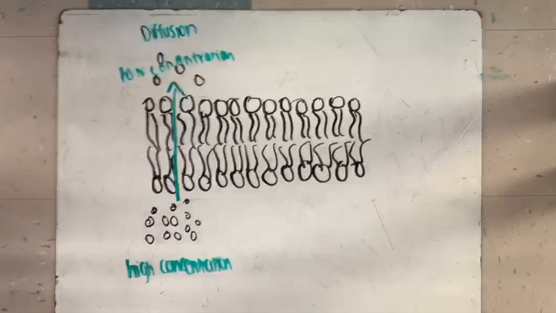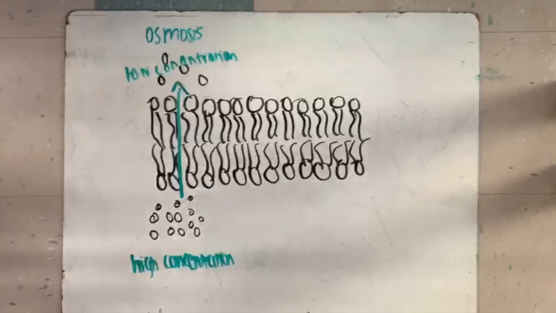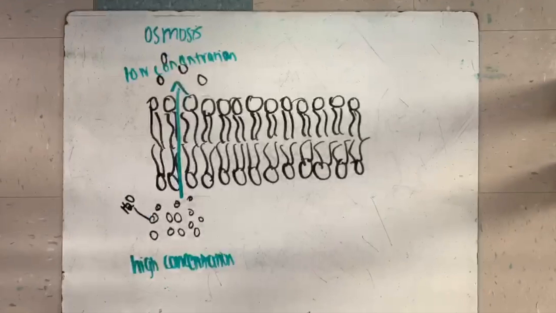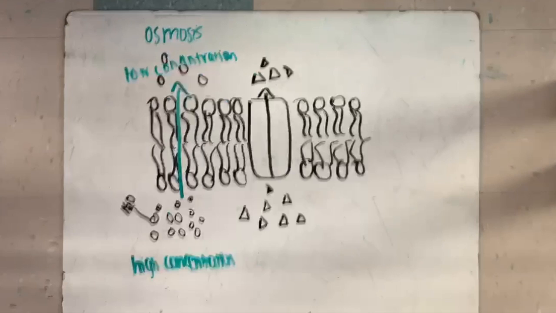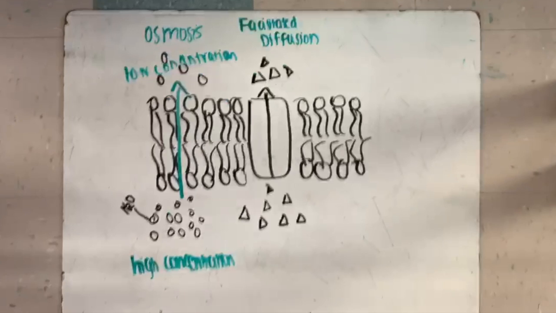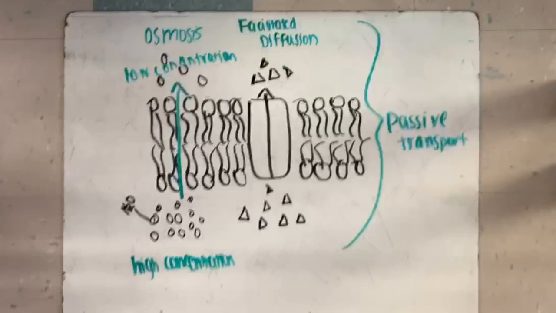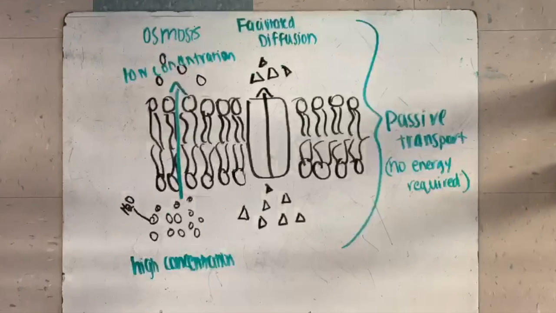Diffusion is the movement of molecules from a highly concentrated region to a less concentrated region. Osmosis is the diffusion of free water across a selectively permeable membrane. Facilitated diffusion is the passage of molecules or ions down the electrochemical gradient across a biological membrane with the assistance of a specific transmembrane transport protein. These three modes of transport are examples of passive transport, which means that there is no energy required.